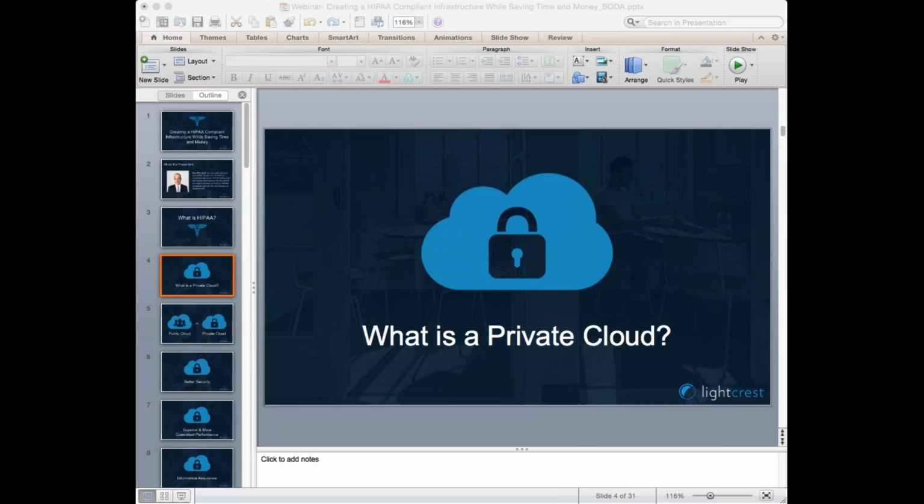And I want to dive into some of that. So I want to juxtapose private and public cloud to draw a backdrop as it pertains to HIPAA.